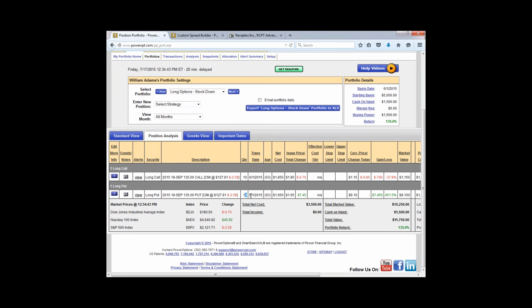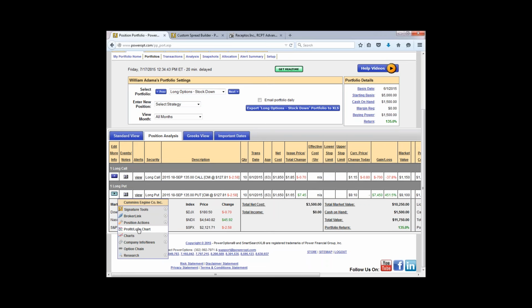We're going to look at 10 contracts back on June 1st again. We bought 10 contracts at the 135 strike for $1.65. The stock's now dropped to 127. We bought the puts when the stock was at around 140. Okay, so it's a slightly in the money put. And our put now has seen a gain of 451%.